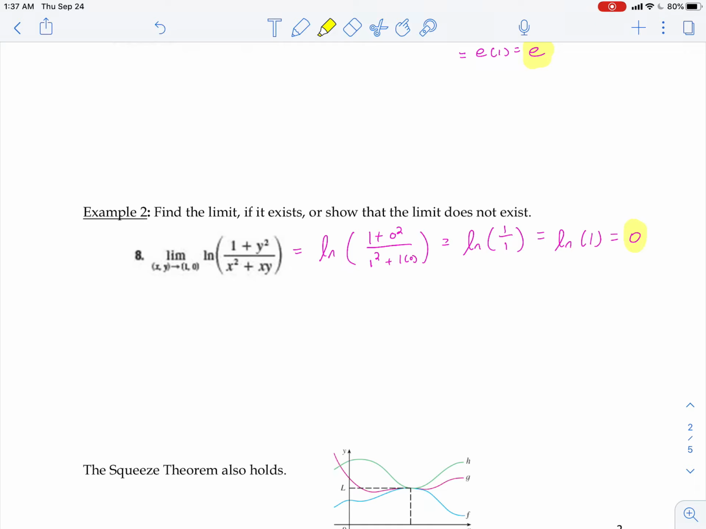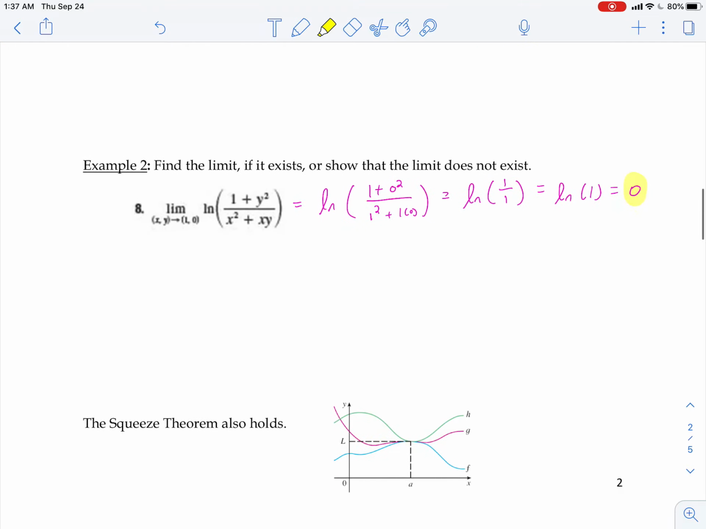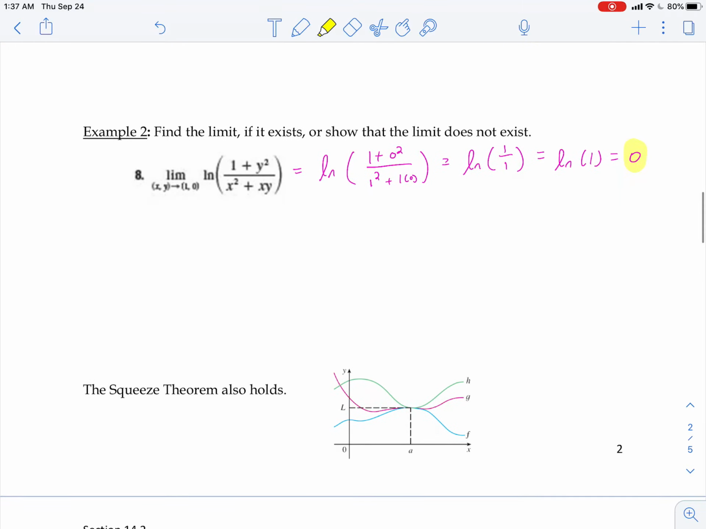So again, always substitute your x's and your y's in to see if you get a value. If you get a value, your limit exists, and whatever value you get, that's where you're approaching.